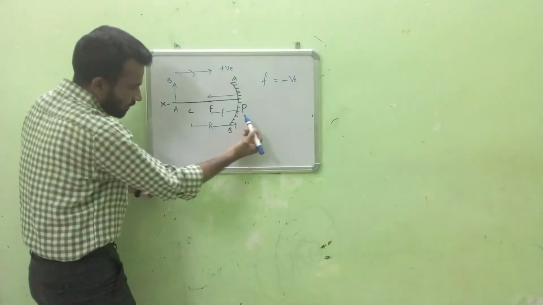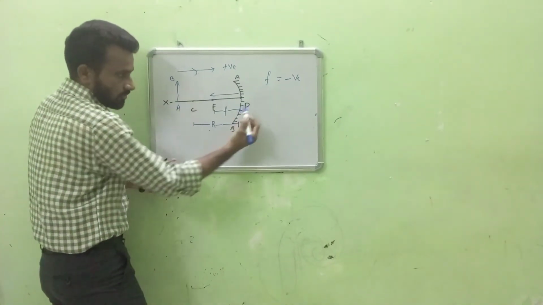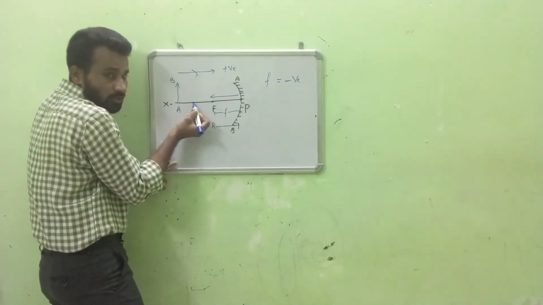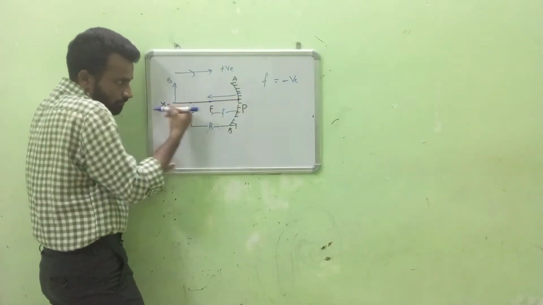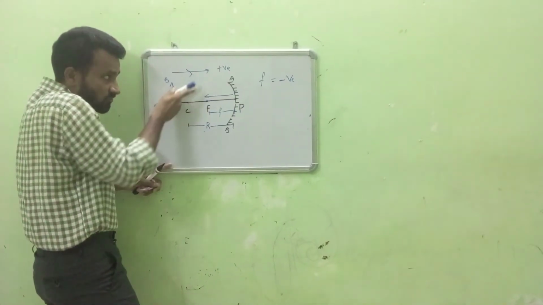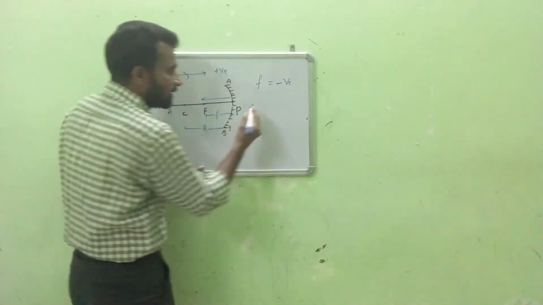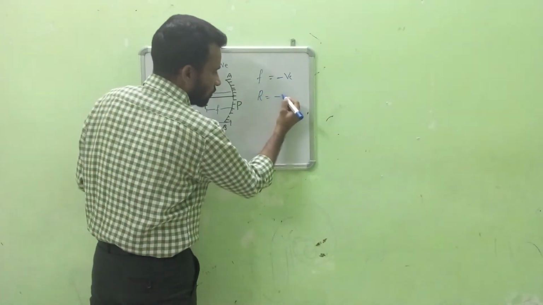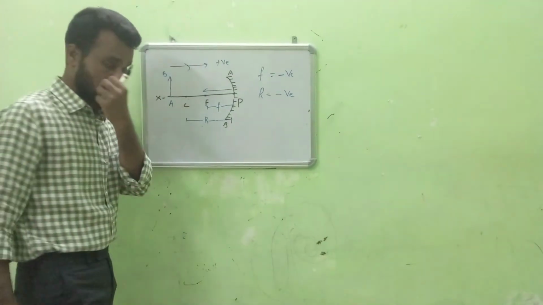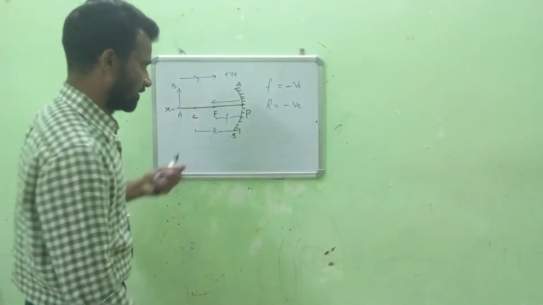And if you want to calculate the radius of curvature, pole to center of curvature, you are moving this side only, no? You are moving in this direction, which is opposite to the incident ray. Then the radius of curvature you have to take as negative. Do you understand?